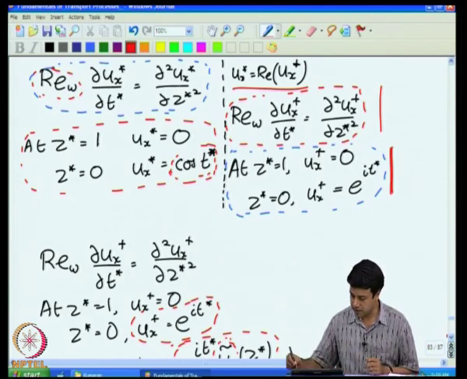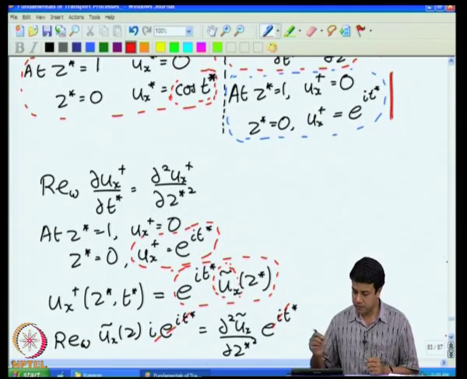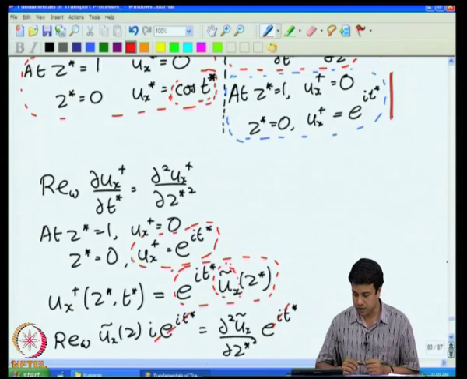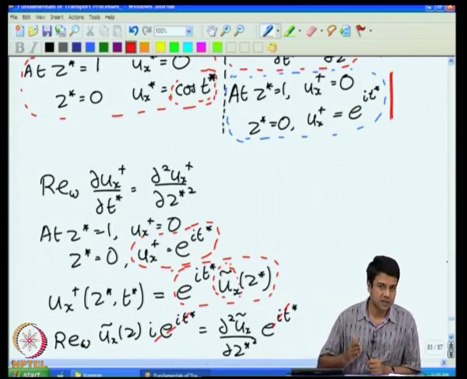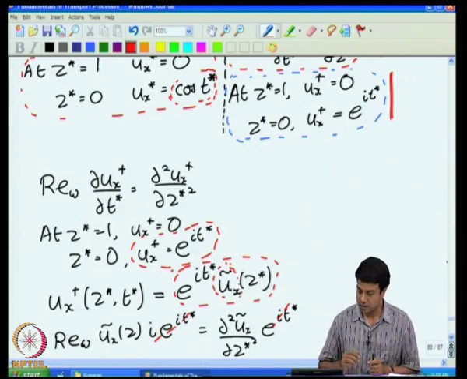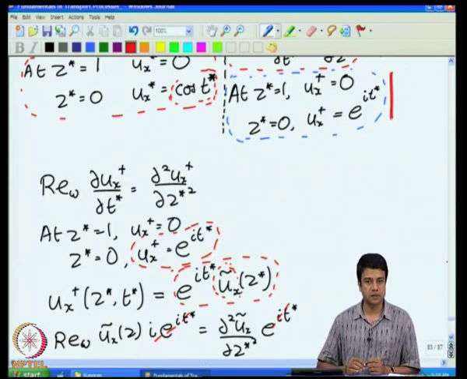Okay. So, the equation that I have is a linear function of u x plus, and it is being driven by a sinusoidal velocity profile at the boundaries. U x plus is equal to e power i t. So, the equation is linear, the driving is sinusoidal, the response also has to be sinusoidal with exactly the same frequency. Okay. So, that was the second simplification that I used. That straight away permitted me to write u x plus as e power i t times something that is only a function of z. Okay. So, that was a significant simplification.